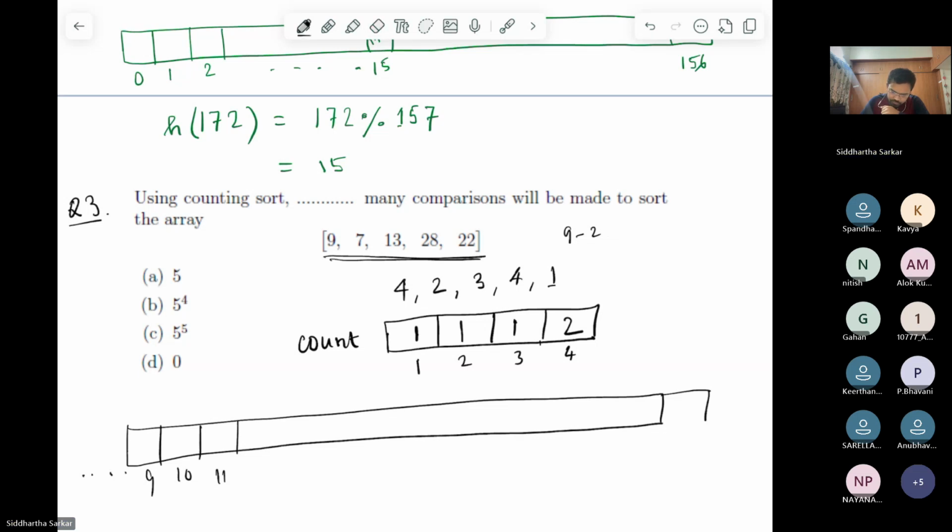We have to go till 28, 27, and so on. And what are we going to do? So we are going to scan the input. So what is the first thing? 9. So at 9th position, I'm going to count 1. Second one is 7. So at 7th position, I'm going to count 1. Then there is a 13. So at 13, I'm going to count 1.